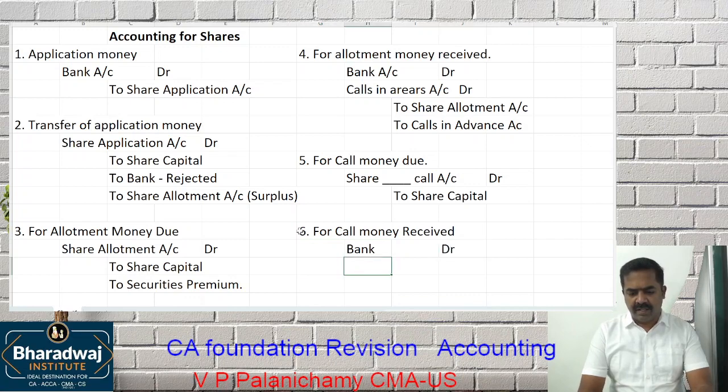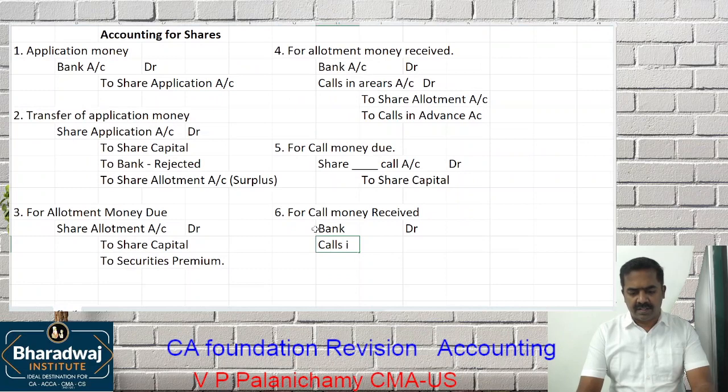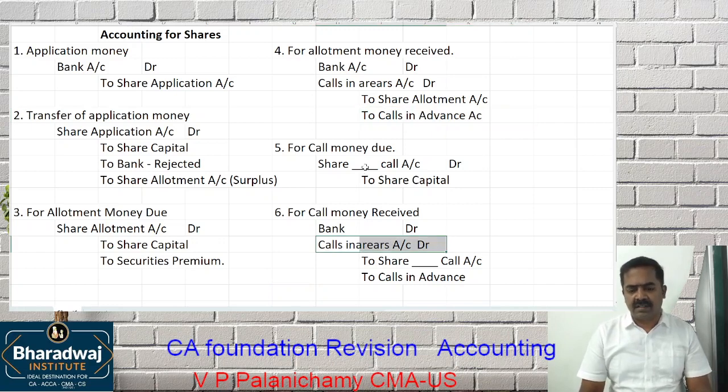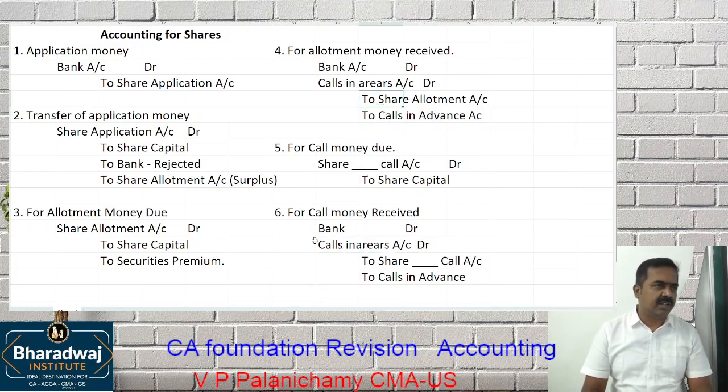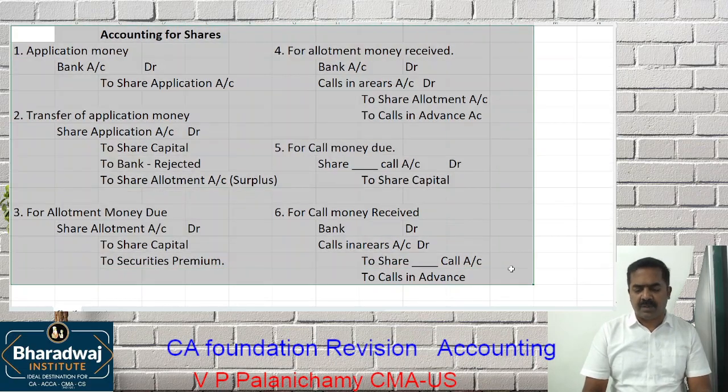Bank account debit. Again, here there is a chance of calls in arrears account. There shall be credit to share call account, depending on first call or final call. It can be calls in advance also. Suppose there is already a calls in advance receipt, that will be closed here. Along with money collected, the calls in advance will get closed. These are the basic entries that we pass for issue of shares.